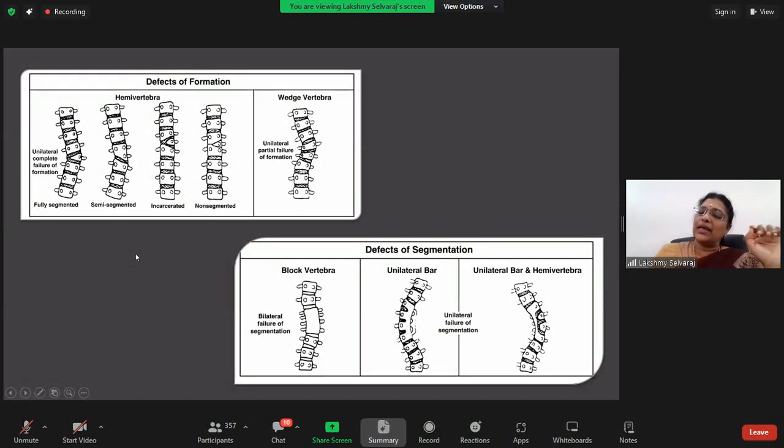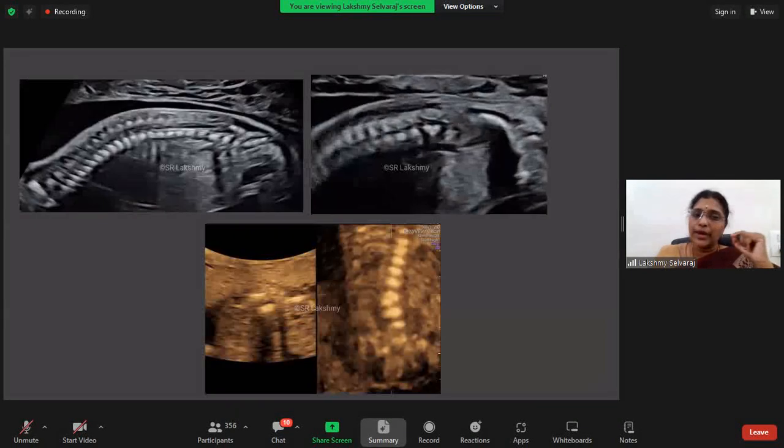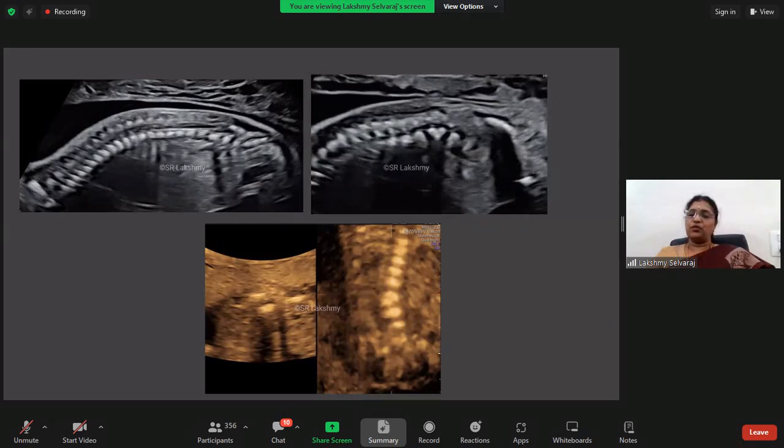But does all this make a difference in prenatal ultrasound? I do not believe it is possible that we identify all these types. It's not possible. If you identify a hemivertebra, I think that itself is something you have achieved. But whenever you identify a hemivertebra, what are the steps you need to follow? That's what I'm going to reiterate in the next few slides.